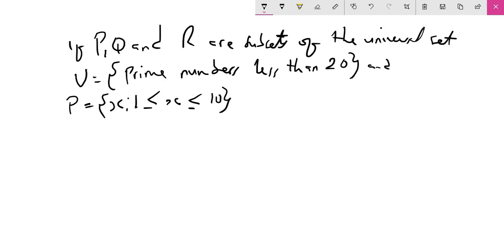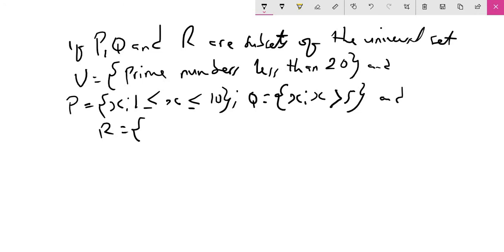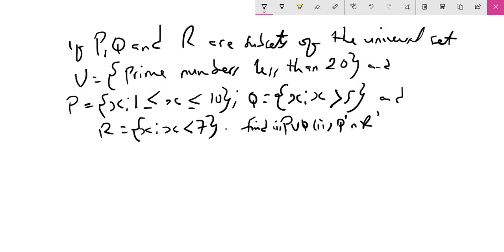Q is equal to x such that x is greater than 5, and R is equal to x such that x is less than 7. Find again P union Q, and P complement intersection R complement, Q intersection R.